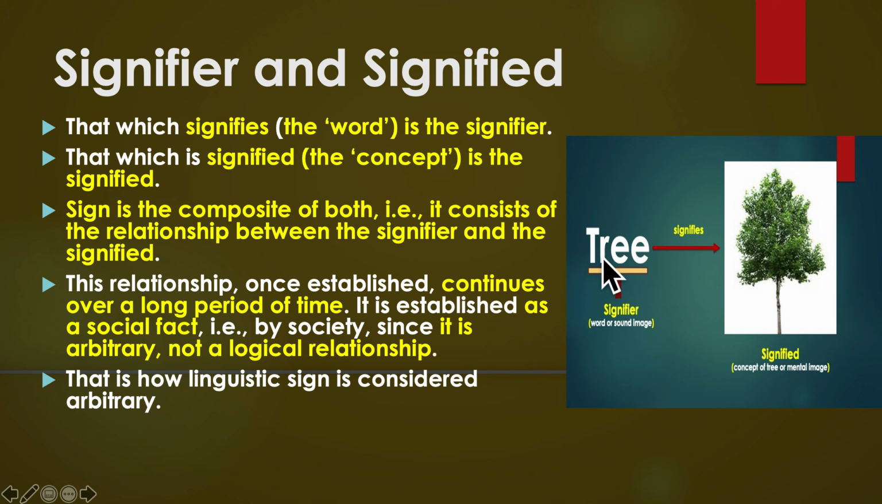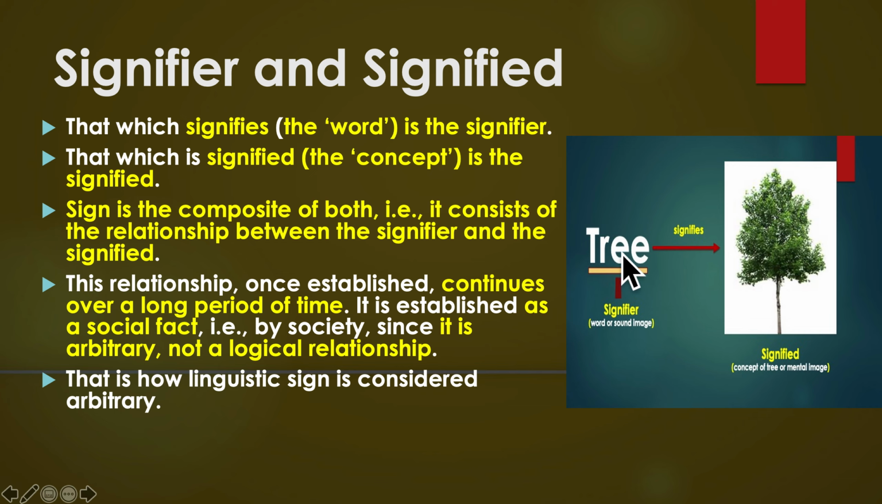In English language, tree, you have this object. The object is the same. But in English language, you have this word. In Japanese language, you will have a different word. In Hindi language, you will have a different word. In Urdu language, you will have a different word. In French, you will have a different word. In Arabic, you will have a different word. So the object is the same, but the word is changing.